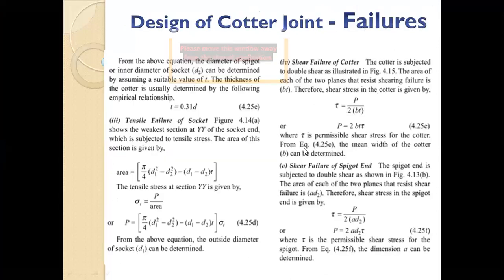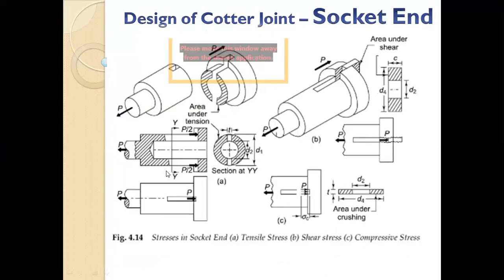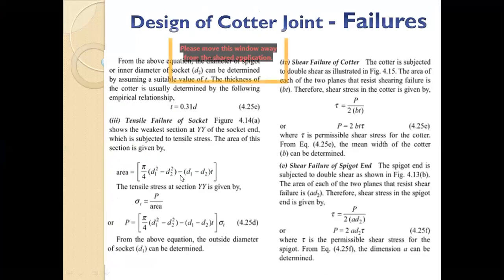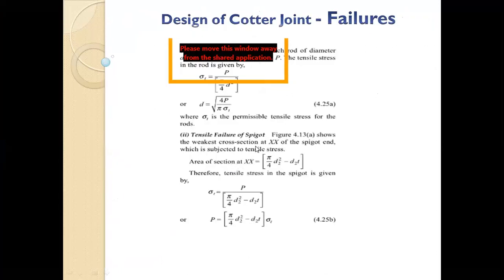Okay, where is that formula for the socket? Pi by 4 (d1 square minus d2 square), this is the area of the cross section of the socket, right? And minus (d1 minus d2) into t is the area where the cotter is, in the socket. So now using all these formulas, whatever we have gone through in the previous lecture, we will try to have a design.